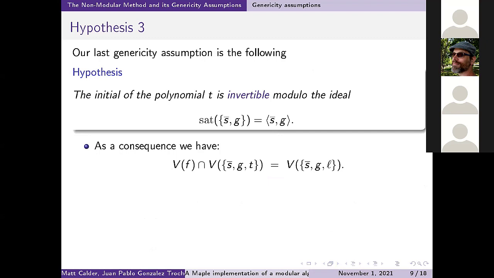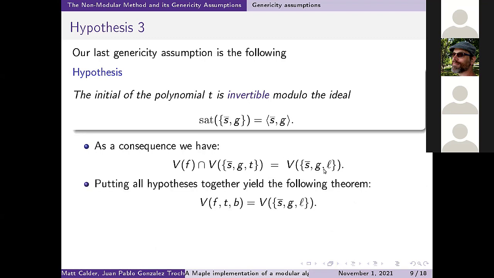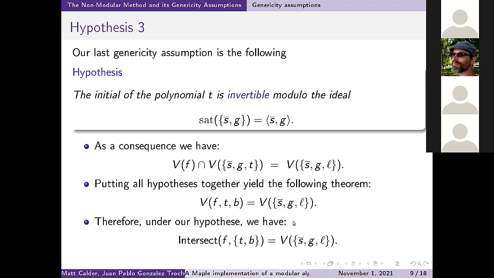And as a consequence of this, we will have that the intersection between the algebraic variety of f and the algebraic variety of s bar, g, and T is going to be equal to the algebraic variety of s bar, g, and l. And if we put all this together, we will have that the algebraic variety of f, t, and b is equal to the algebraic variety of s bar, g, and l. Under our hypotheses, the intersection between our input polynomials is going to be equal to the algebraic variety that is generated by our output polynomials s bar, g, and l.